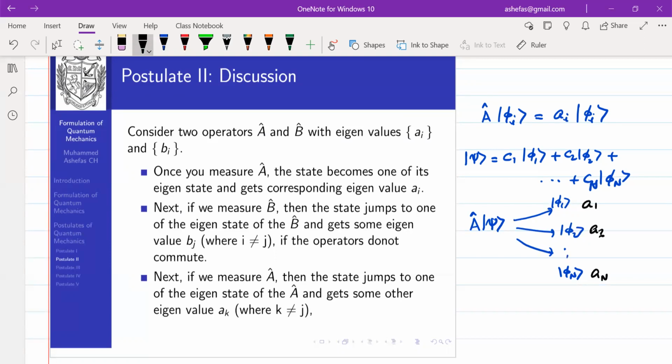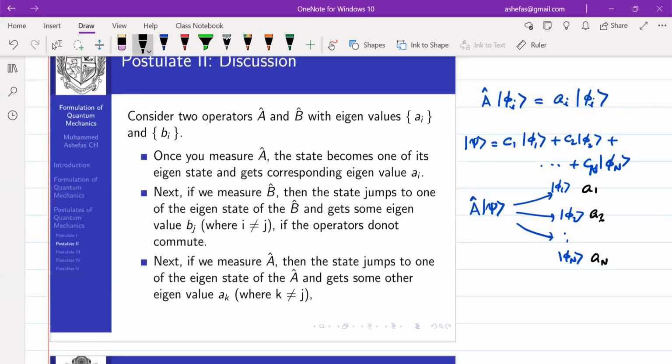Next, if you measure B, then the state jumps to one of the eigenstates of B and gets some eigenvalue B_j. How is it? Because B can have some other eigenvectors. Suppose chi_i is the eigenvector of operator B corresponding to the eigenvalue B_i. Let us suppose the action of operator A on psi collapses the vector into ket phi 2, and we have got the corresponding eigenvalue A2.